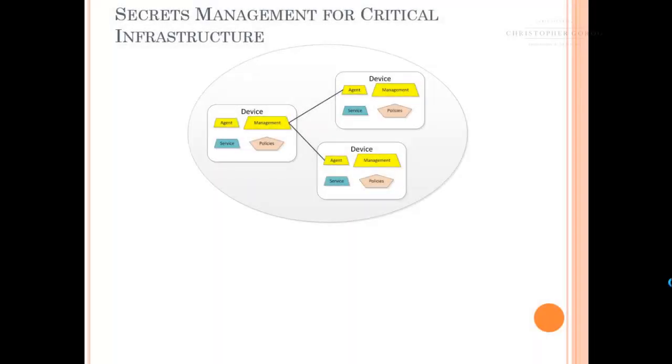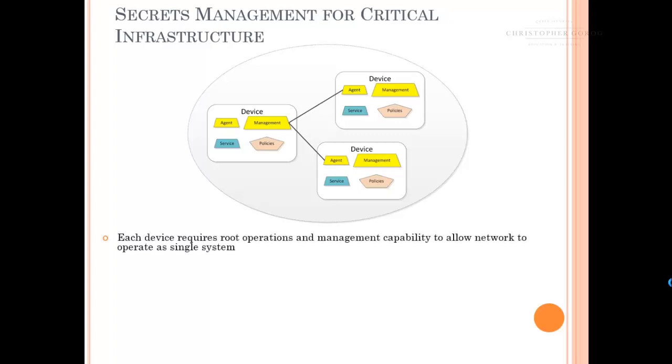In the course for secrets management for critical infrastructure, we'll look at the interconnection of devices and how they are able to work together as a single system, and how that interrelation is done and managed is a big part. So each device requires a root operation and management capability to allow the network to operate as a single system. That way, anywhere they're plugged in, you know how they're going to operate.